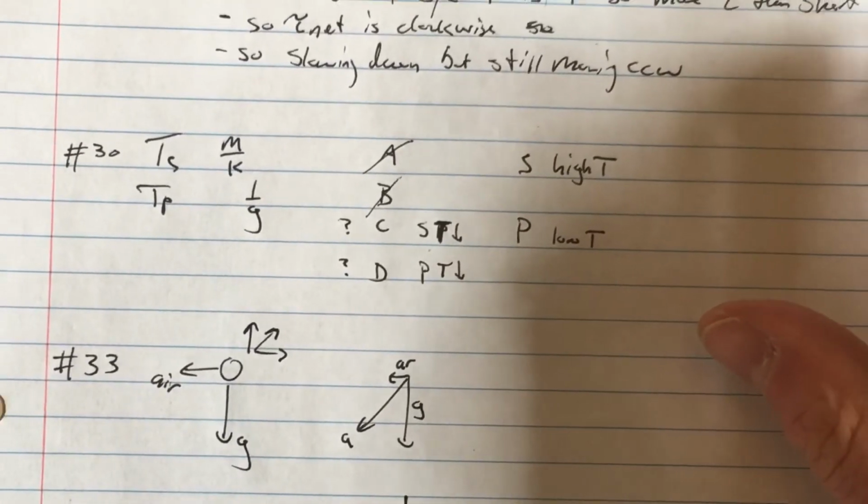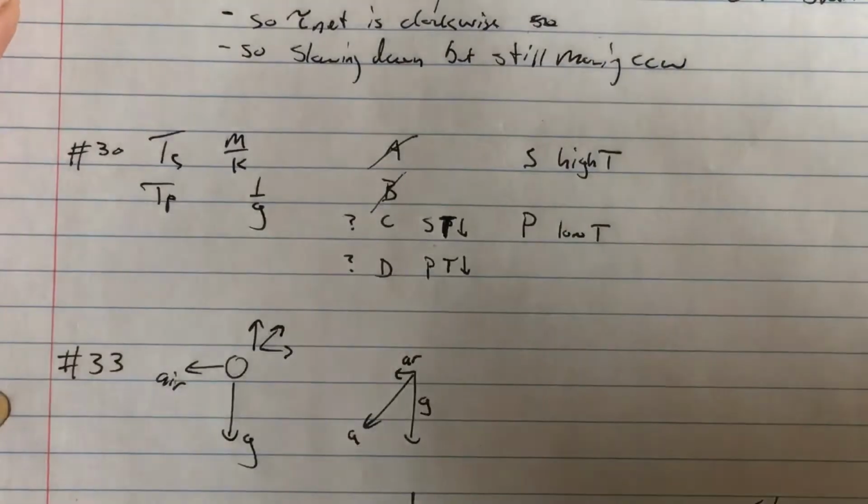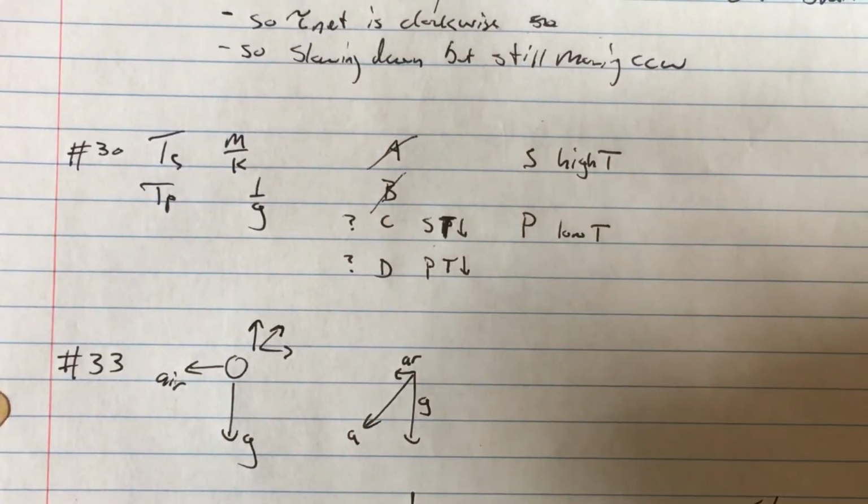Number 30 is 2 systems in oscillation. So this one's kind of nice. I like this one too. You don't try and say in your head, oh, it's going to be this.